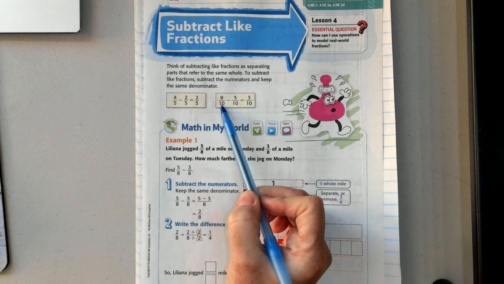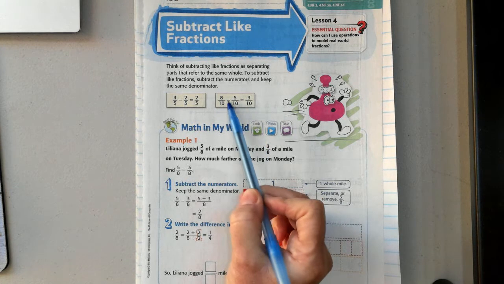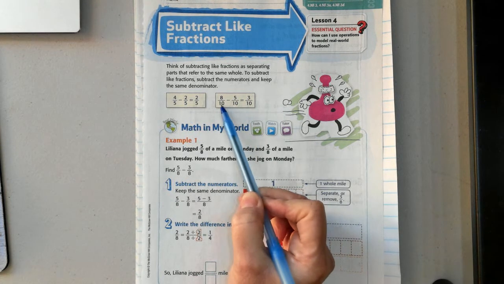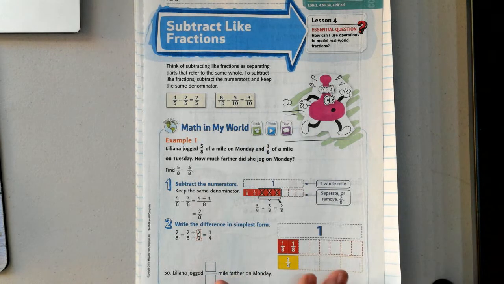Now we have 8/10 minus 5/10 equals 3/10. 8 minus 5 is 3. The denominators stay the same.